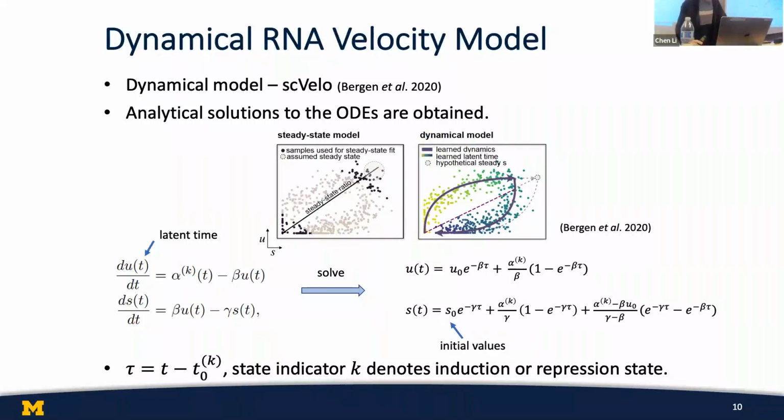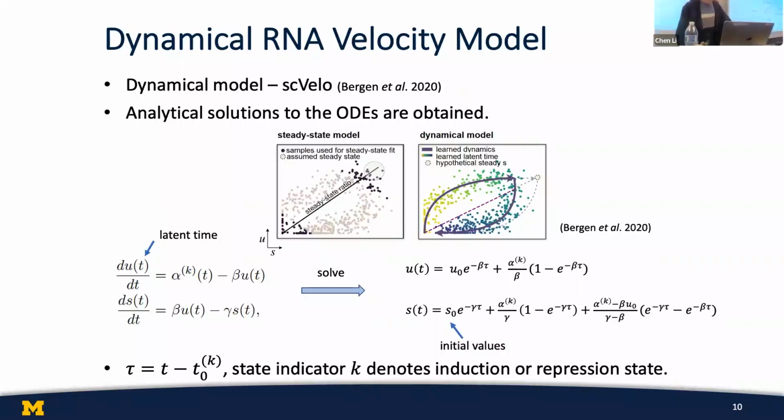In this dynamic model, the analytical solutions to the ODEs are obtained. Solving the two ODEs, we got U equals something and S equals something, both depending on some initial values. Here, because those are ordinary differential equations, they now depend on t. This is what we call a latent time. It's just another term for pseudotime, but used more frequently in RNA velocity.